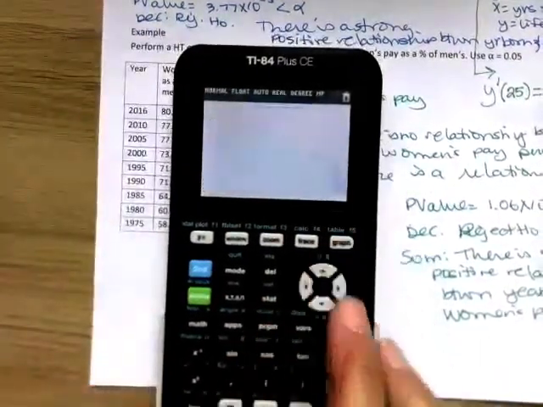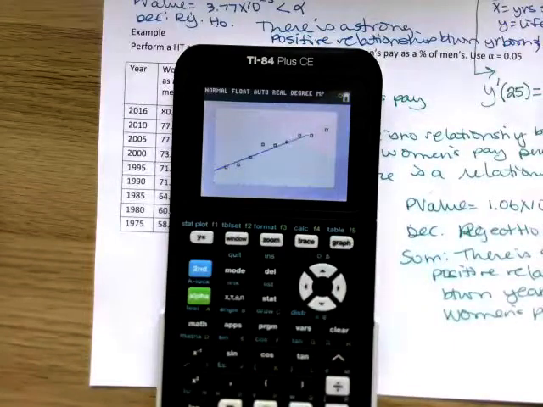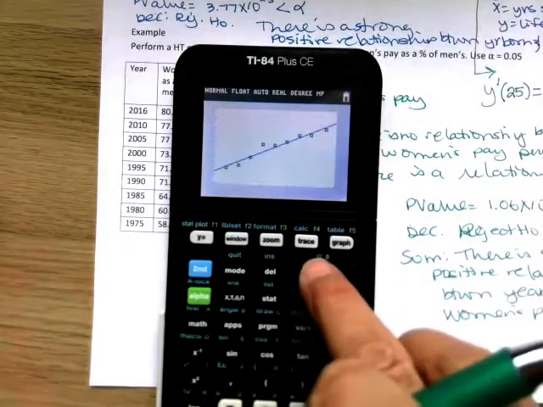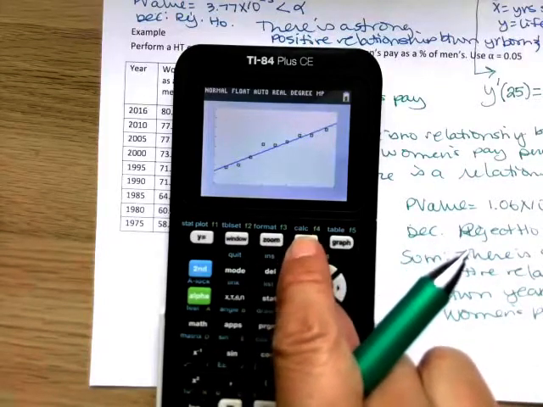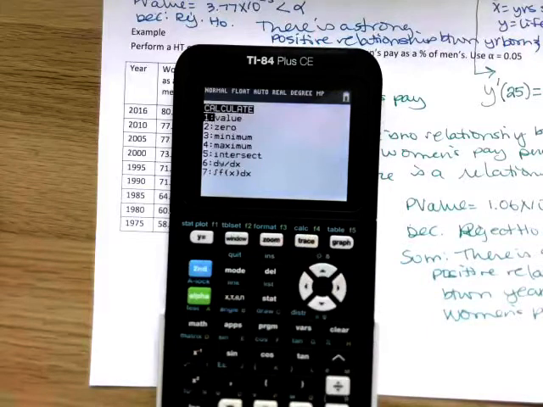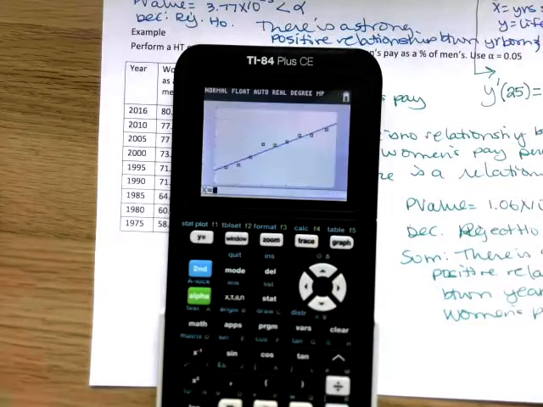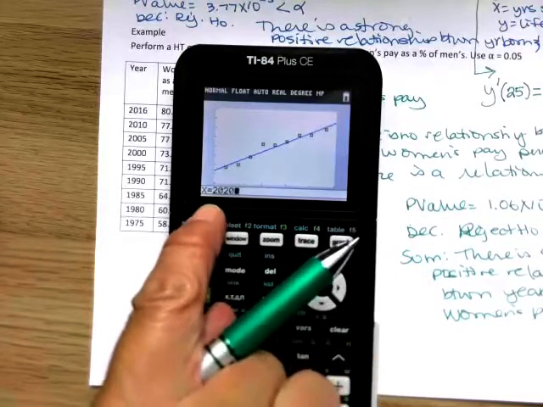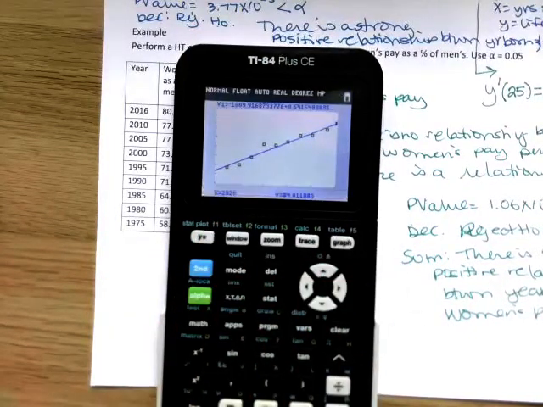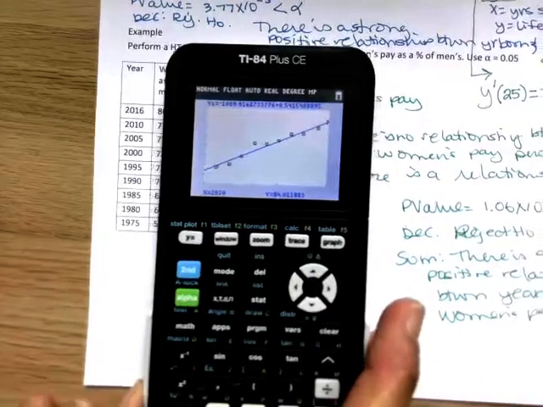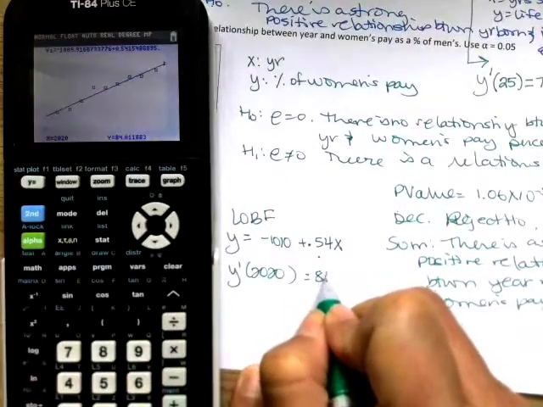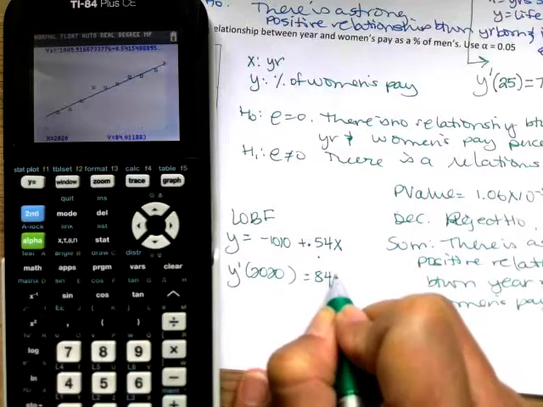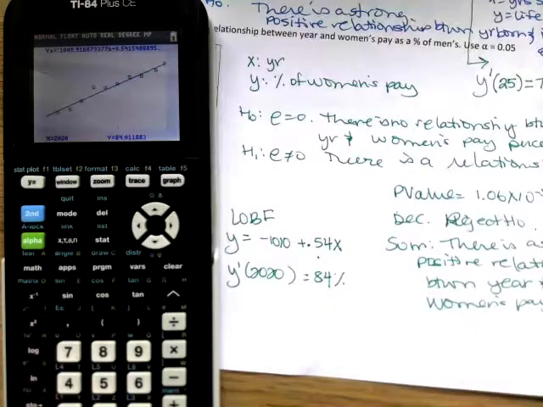I'm going to show you one more thing. So graph, there's our data. Here comes our line of best fit. Okay. Now here where it says trace, I want to do that calc option that's right above it. So second calc, and then we're going to do value. Just hit enter and put in the x value. See down here at the bottom it said x. So we're going to put 2020. And it tells us what the y value is. So 84 cents to the dollar. In 2020, our data predicts that women will make 84% or 84 cents to the dollar for what men make.